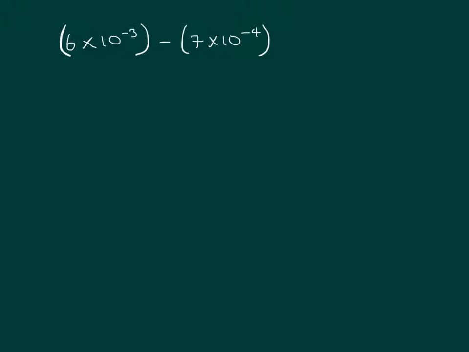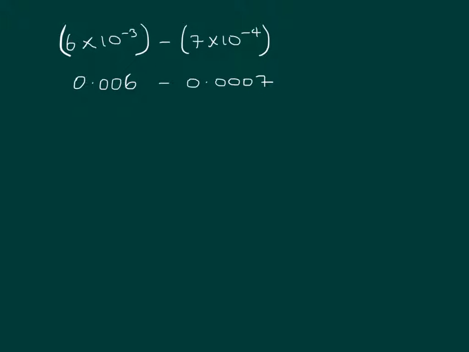Let's write it out and see what it is. So this would be 0.006. Okay, you can double check it. 1, 2, 3. And I am actually subtracting from it 0.0007. Check it and see. 1, 2, 3, 4. So look at it very carefully. This number is bigger than that number.